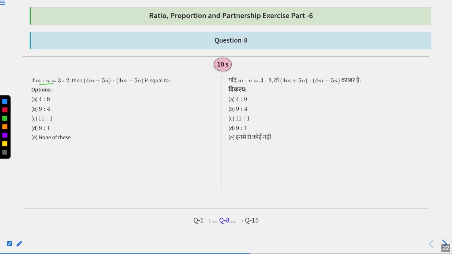If m to n is 3:2, then 4m plus 5n to 4m minus 5n is equal to? You have 5 options and 10 seconds to solve this question. Your time starts now.